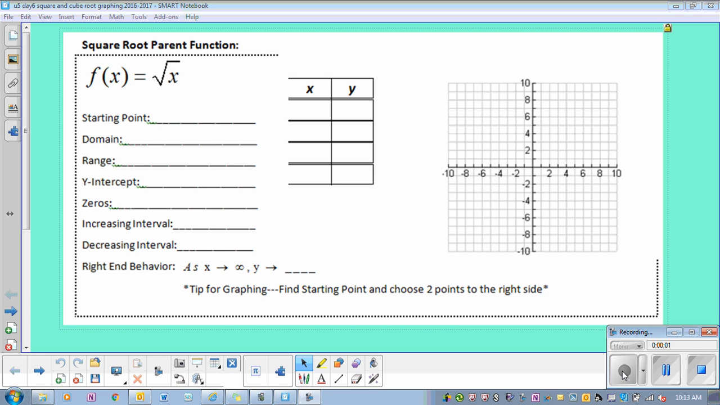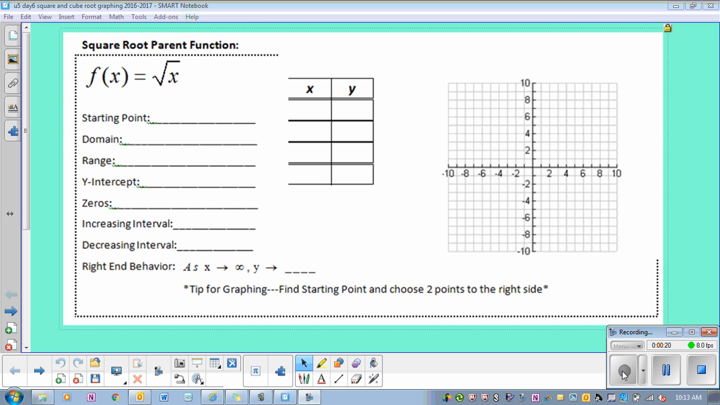Guys, we're going to look at graphing, okay? We're going to graph two functions. We're going to graph a square root function, and we're going to graph cube root functions. We're graphing roots, okay? So the first one that we're going to start with is the square root function.